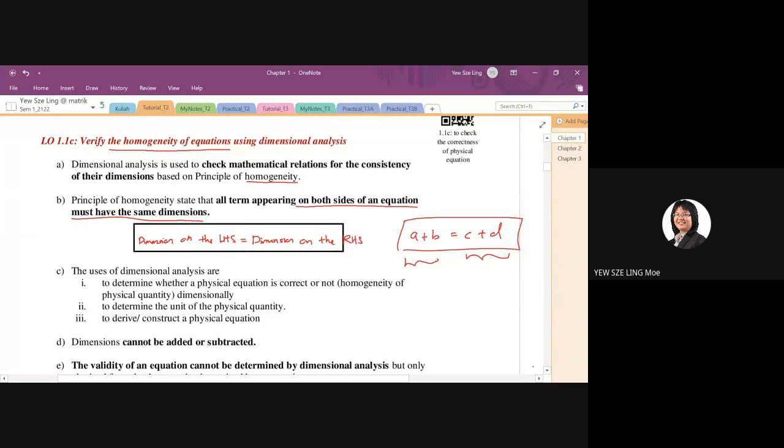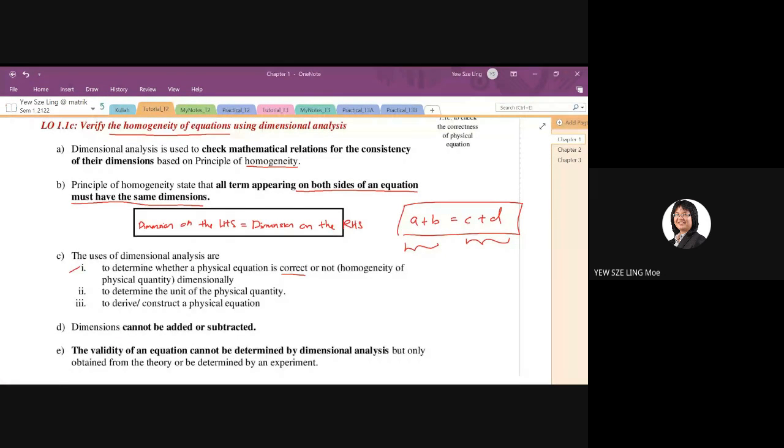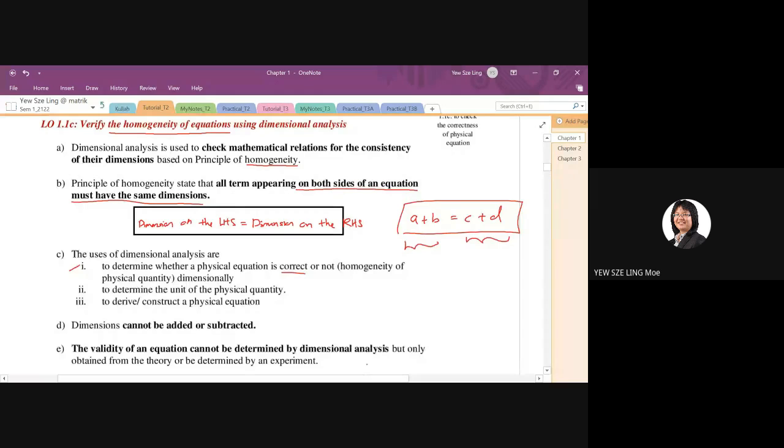Based on whether the dimensions on the left hand side are equal to the dimensions on the right hand side or not. So the first use of dimensional analysis is to determine whether a physical equation is correct or not, homogeneous or not, dimensionally. Now, I won't say it's correct, I would say whether it's wrong. Keep in your mind that dimensional analysis can only check if an equation is wrong. It cannot tell you whether it is correct.